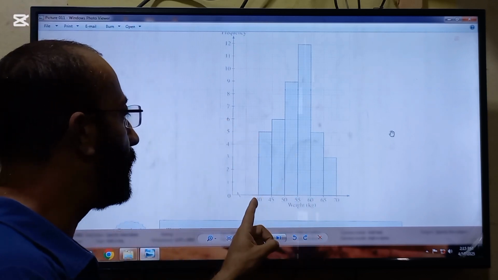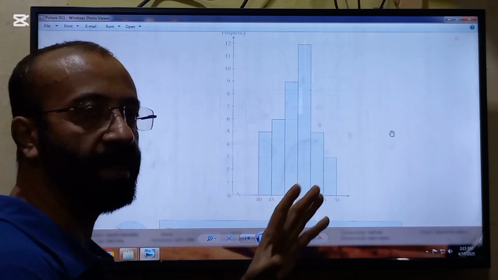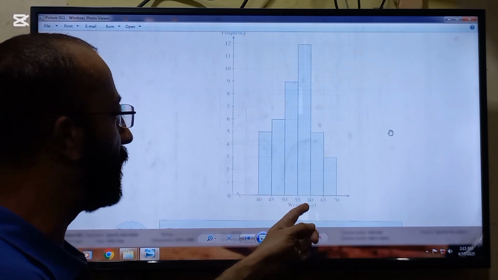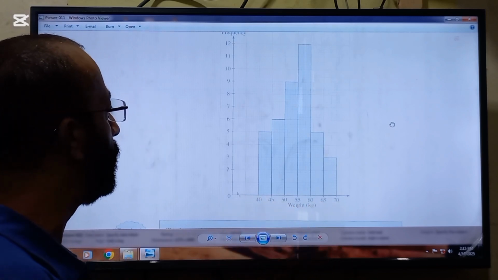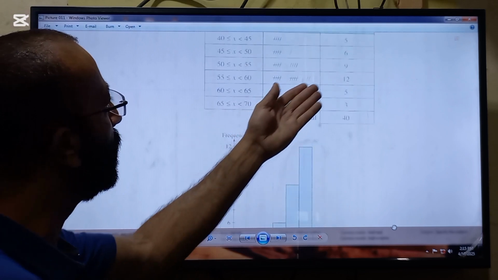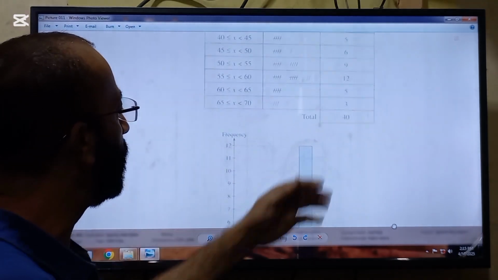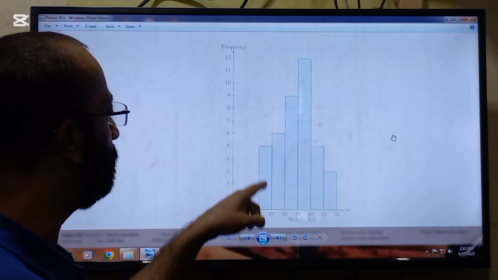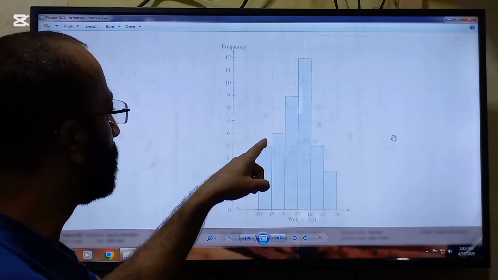We will write at the extremes of the bar now, because the data is now group data. So 40, 45, 50, 55, 60, 65 and 70. So first bar is of 5, then 6, then 9. So the first bar from 40 to 45 is of 5, then 45 to 50 is of 6.